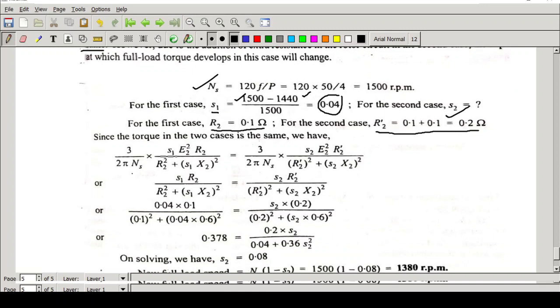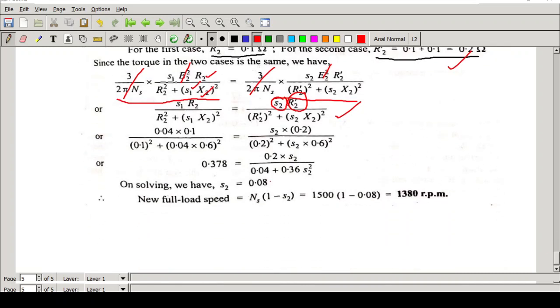Now we are going to write two equations related to the torque. The expression for the torque is 3 / (2 pi ns) into S1 into E2 squared R2 / (R2 squared + (S1 X2) squared). We know the value of X2 and the value of slip, everything we know. E2 squared will get cancelled, and also these other terms will get cancelled. So finally we get this expression, and here we are supposed to find the value of S2. For R2 dash we found 0.2. Equating those equations, finally we get the value of slip S2 as 0.08.